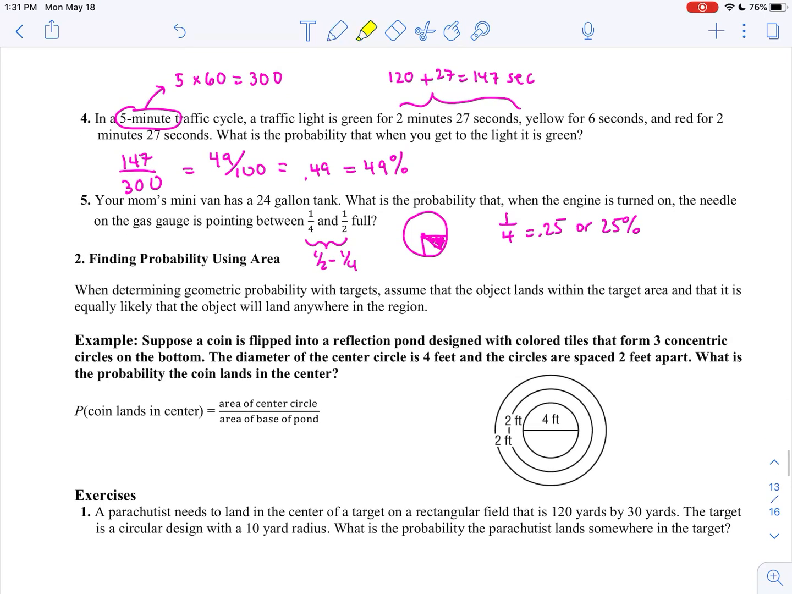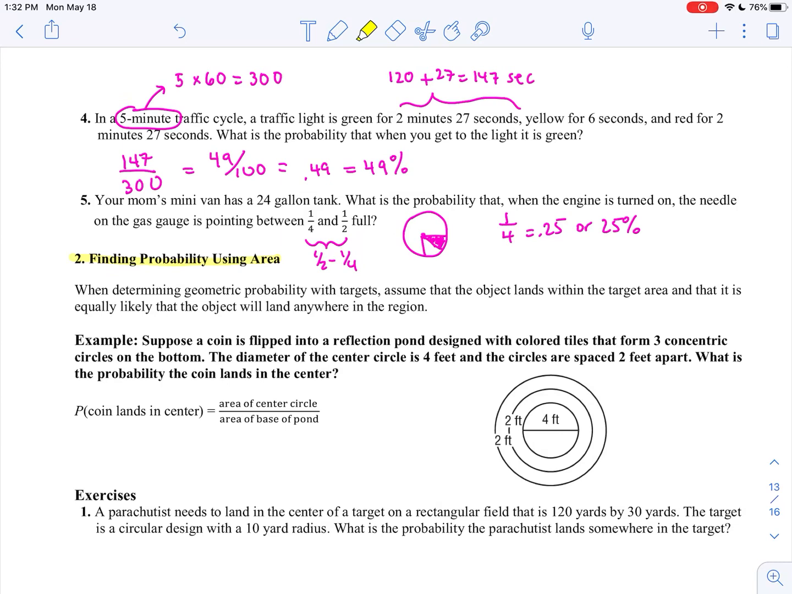And then our last example will be on finding probability using area. When you're determining geometric probability, especially with targets, and you're trying to figure out the probability of you landing within a certain region, you're going to take the area of the part that you want to land in and divide it by the entire area of the figure that you could have landed on. So kind of like the targeted area versus the total area.